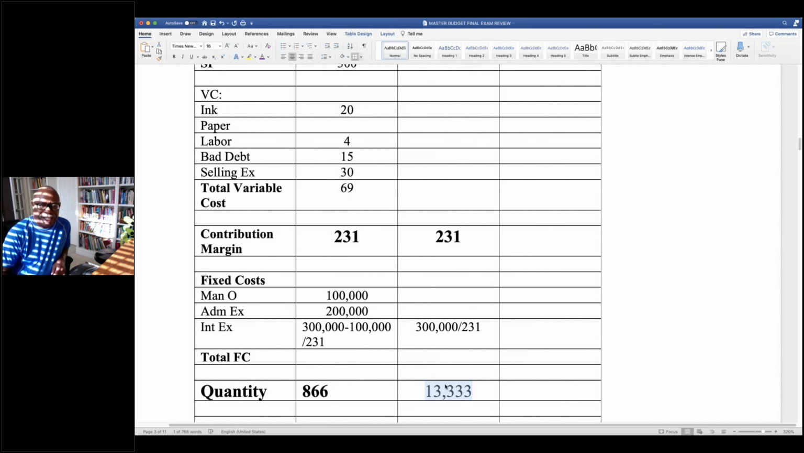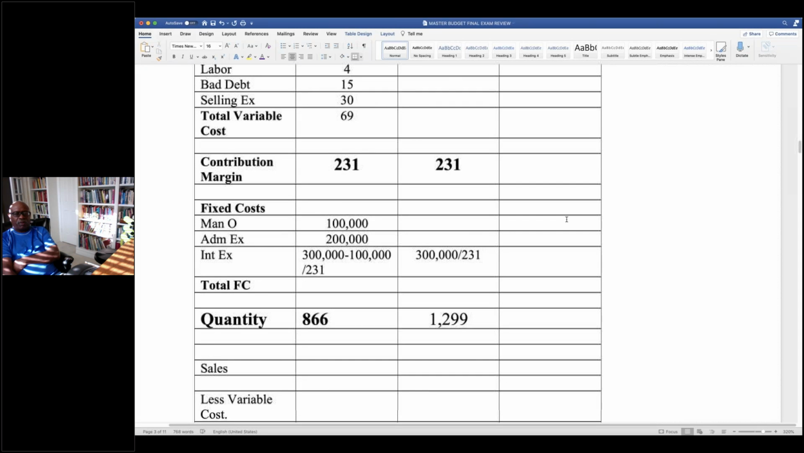Wait, I didn't get that. Why didn't you? Wait, hold on. 300,000 divided by 231, right? I got 299. Oh snap! Hold up. It's the iPhone calculator. Oh yeah, okay. 1,299 or 1,300, I guess.